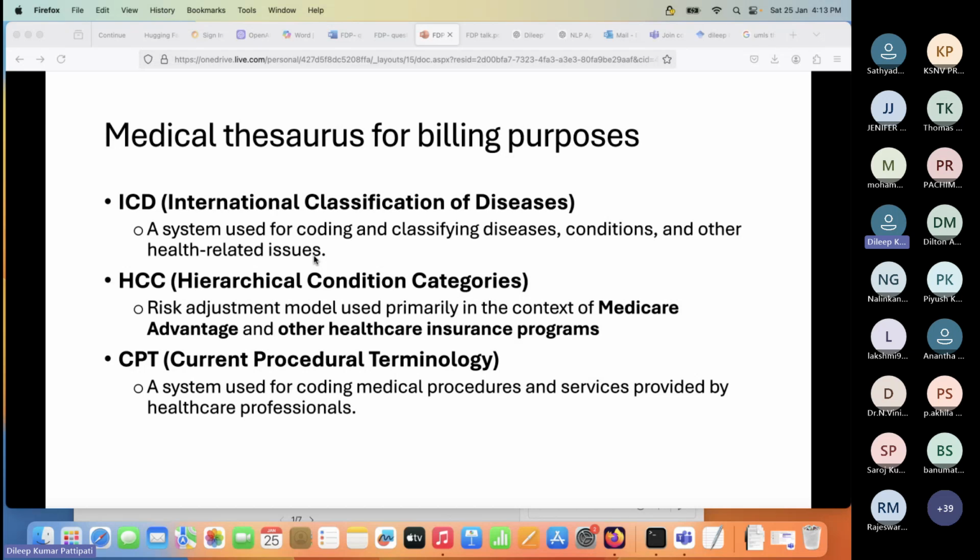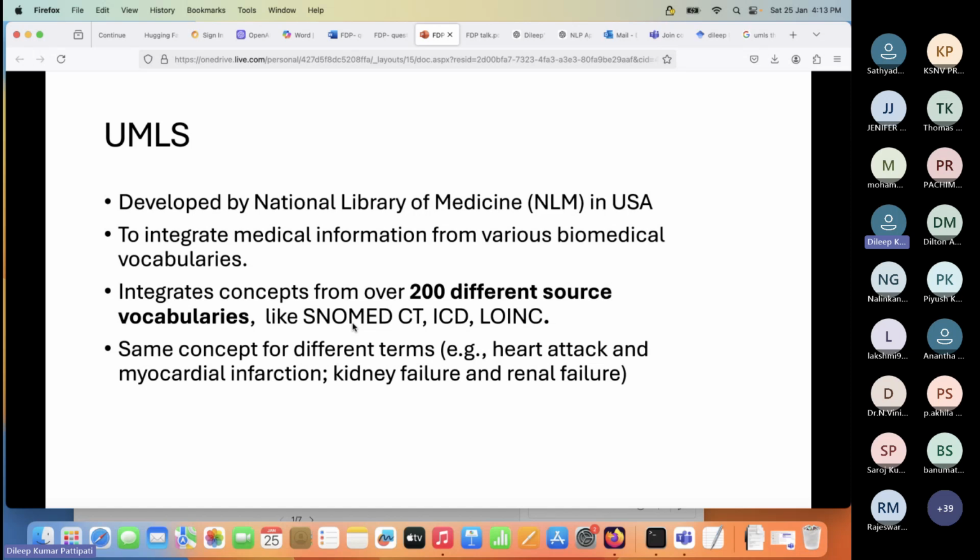And then there is another terminology called CPT. It contains codes for medical procedures and services. In the past two slides, I have given you some six terminologies, and actually there are 200 plus vocabularies. With so many vocabularies, there will definitely be intersections between them. For example, SNOMED CT overlaps with ICD, and SNOMED CT overlaps with CPT. So when we have such huge, different vocabularies, it is difficult to manage.